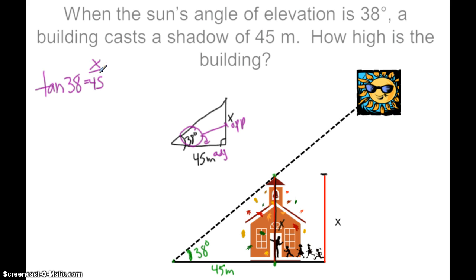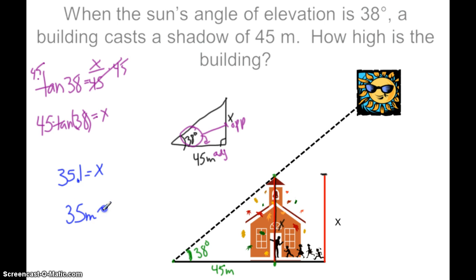And this one's a little bit easier to solve. I just need to multiply both sides by 45. So I have 45 tangent 38 equals x. So 45 times the tangent of 38. Put that in your calculator and you'll get x equals approximately 35.1, or you could just say 35 meters is approximately equal to my height. So this building is approximately 35 meters tall.